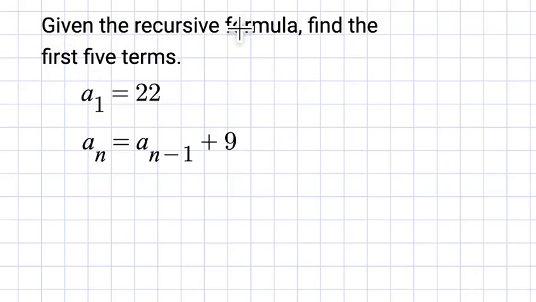Here's an example of a recursive formula. Notice it has two parts. This first part tells us what the sequence starts with. The first term is 22. The second part tells us the pattern that we keep repeating. So a sub n, that's the term that we want, will equal the term right before the term we want plus 9. So in other words, we just keep adding 9.